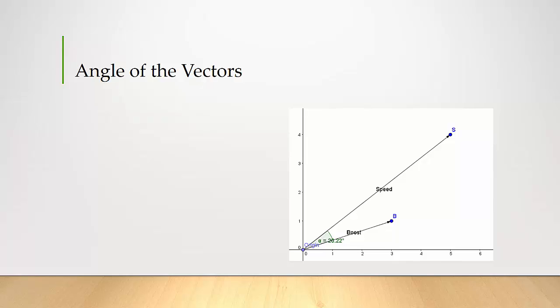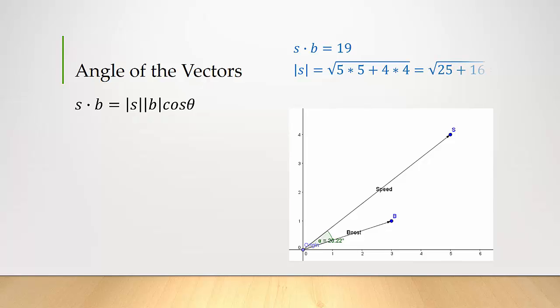Let's determine the angle between the vectors s and b. Given my formula, s dot b will be the length of s times the length of b times the cosine of the angle between them. I know s dot b from the rectangular coordinates was 19. The length of s will be the square root of 5 times 5 plus 4 times 4, so the square root of 41. And the length of b, similarly, will be the square root of 10.